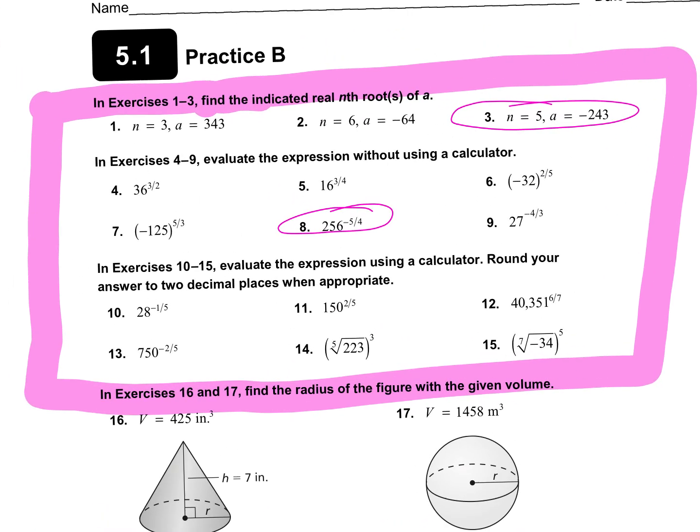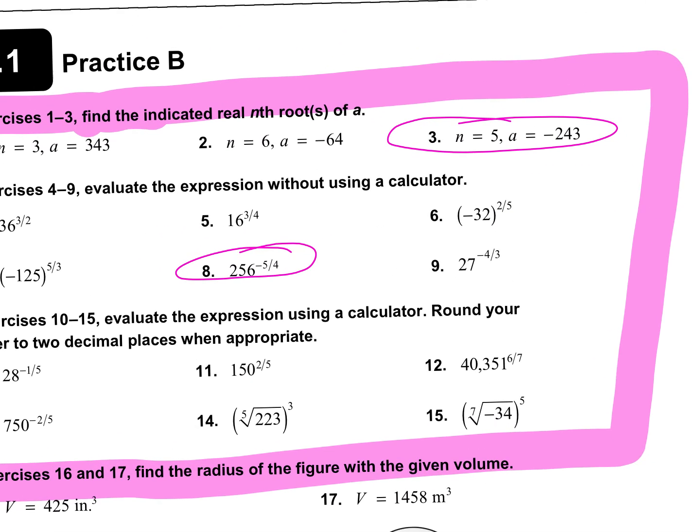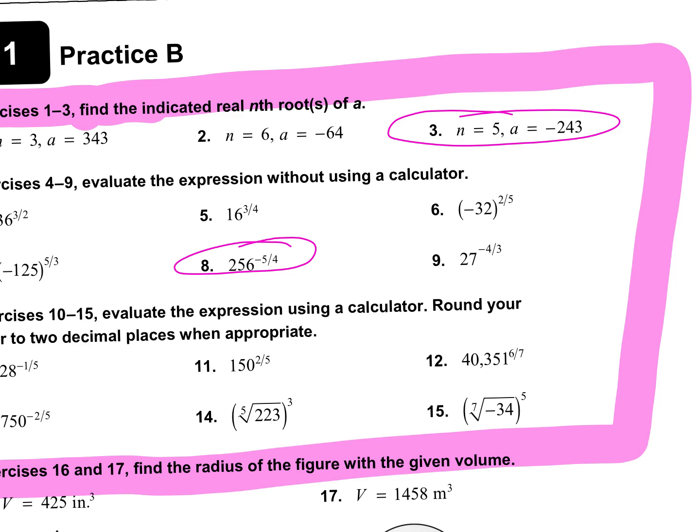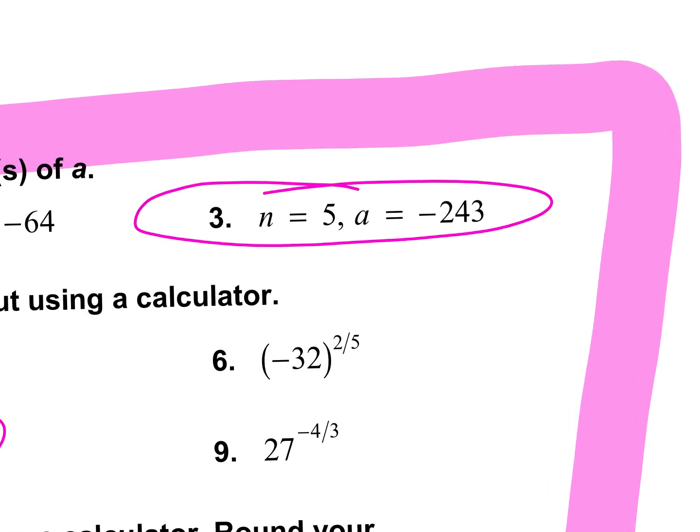All right, then we go to stuff like this. What are they asking me in number 3? This is from 5.1. What are they asking me in this question? The fifth root of what number? Negative 243. First of all, guys, is that possible? Can you take the odd root of a negative number?